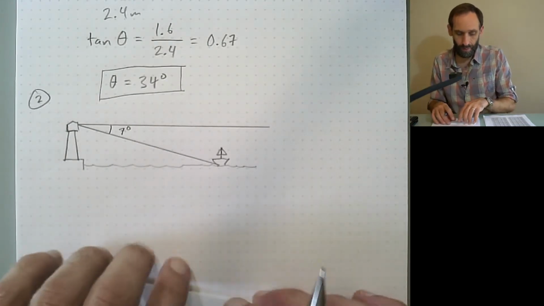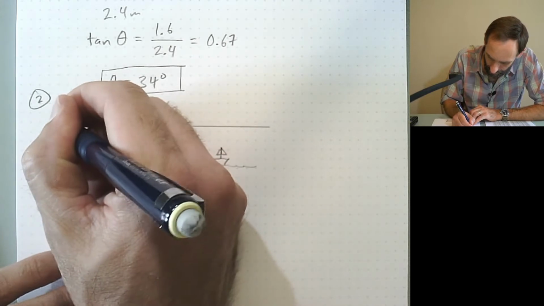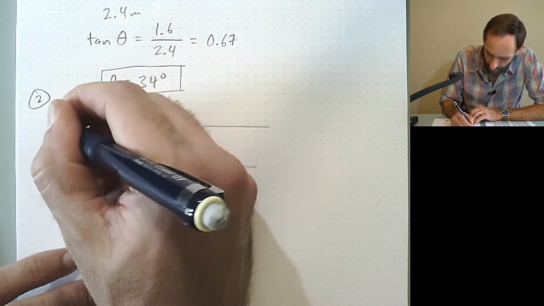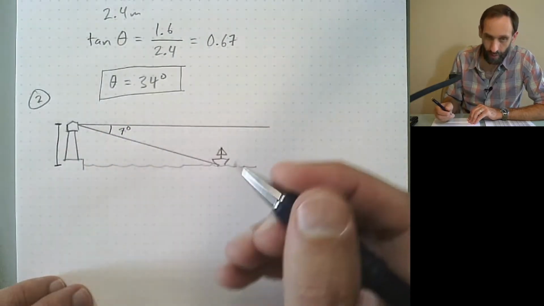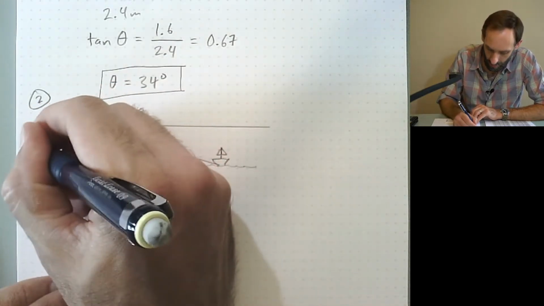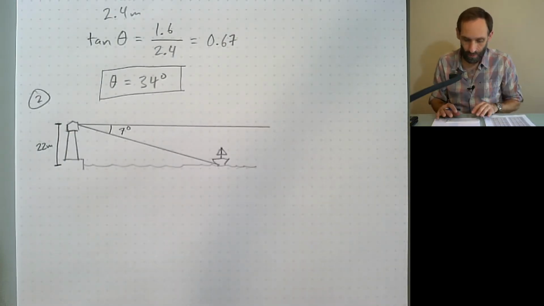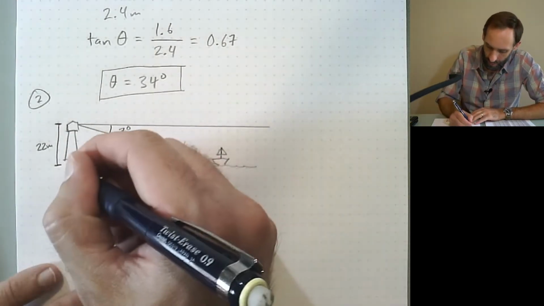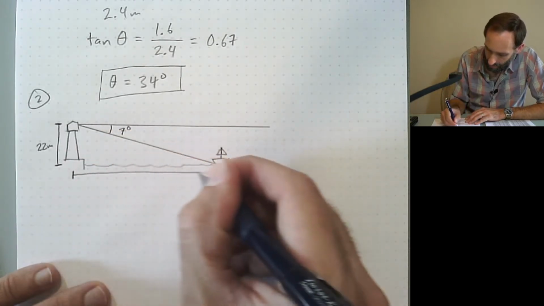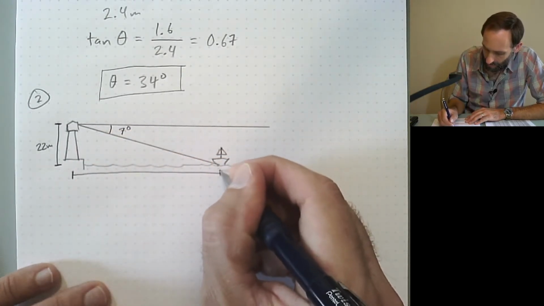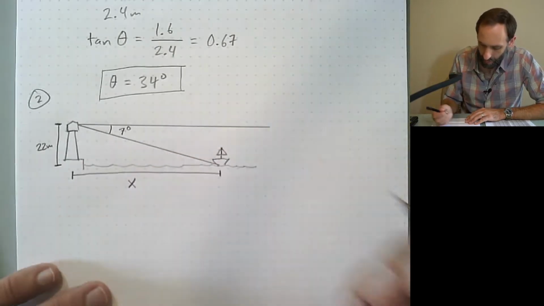And then the person in the lighthouse also knows the height that the observation deck is above the water level. We'll go ahead and say that's 22 meters, so 22 meters above the water level. Okay, so the question is, what is the distance from the lighthouse or the shore, the pier, to the boat? We'll call that x.